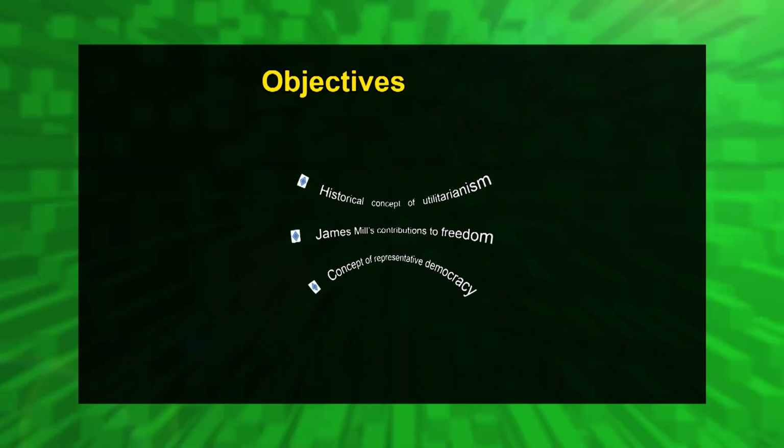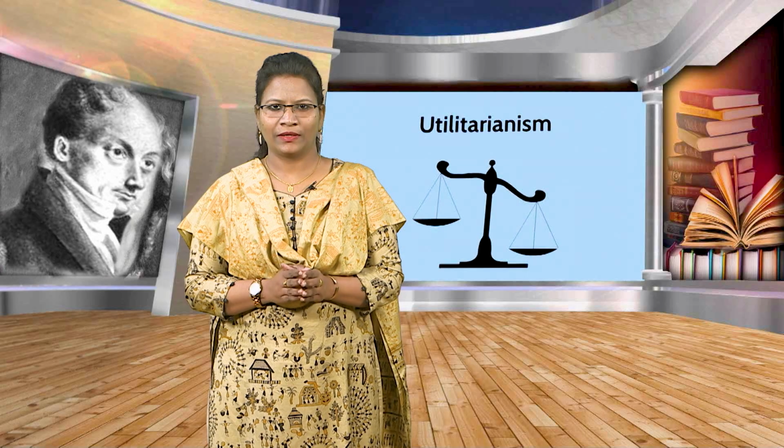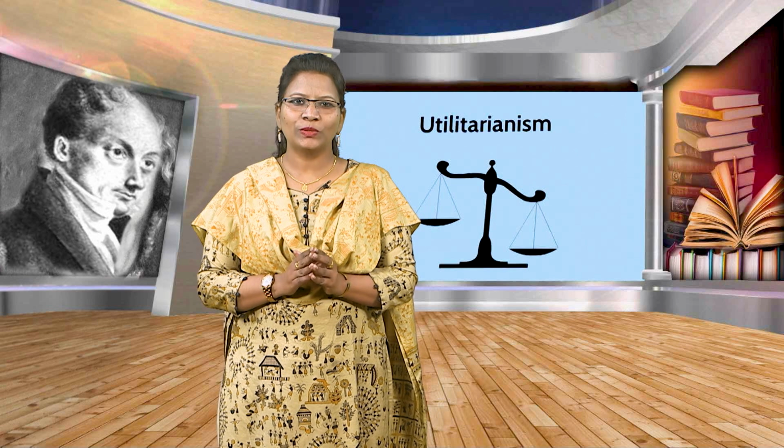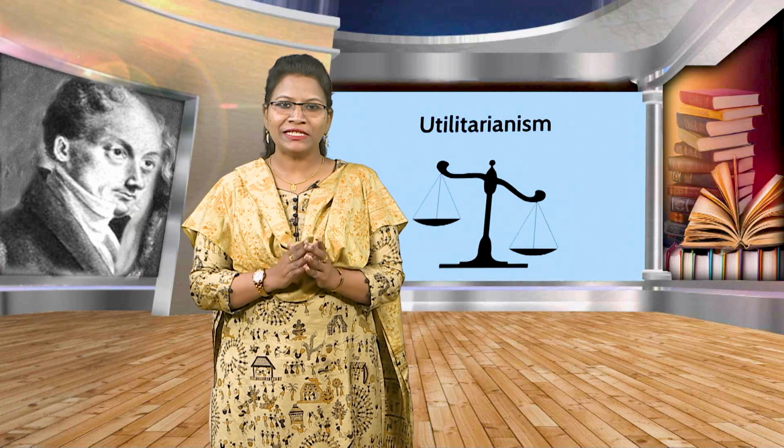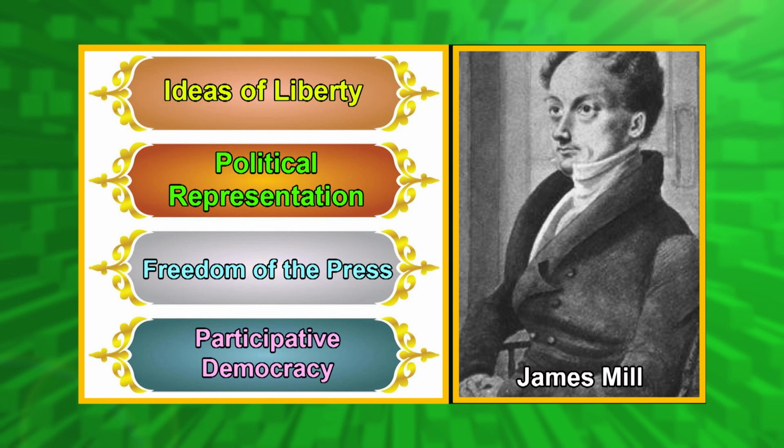The main objectives of the lecture are to study the historical concept of utilitarianism, to understand James Mill's contributions to freedom, to know the concept of representative democracy. By the end of the lecture, you will be able to understand the meaning of utilitarianism, Mill's contribution to the ideas of liberty, political representation, freedom of press and participative democracy.